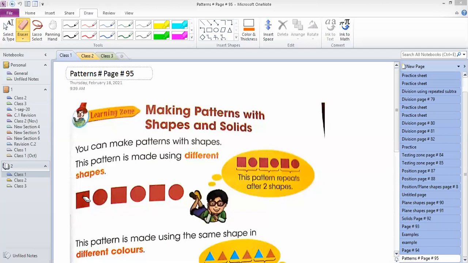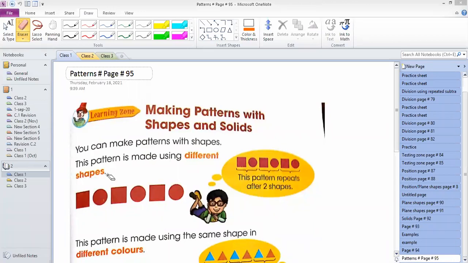So you can see here guys that there are two shapes in this pattern. You can find that the first shape is a square and the second shape is a circle. After a square and a circle, there is another square, another circle, square, another circle. If I ask you what shape will be the next, you will say it will be square. How do you know? Because you know this pattern is made up of two shapes, square and circle.